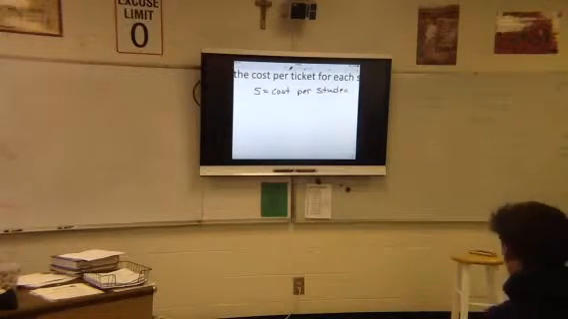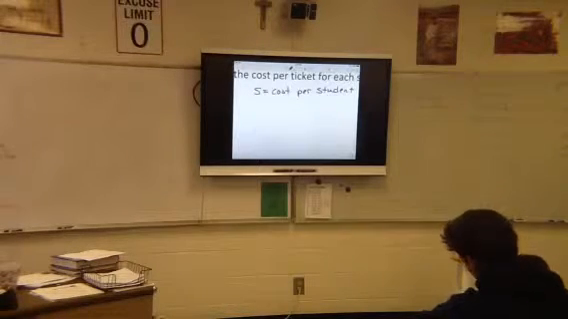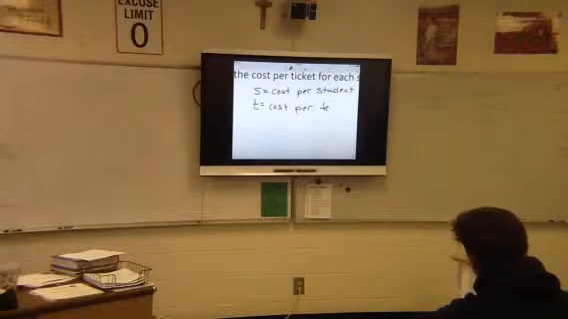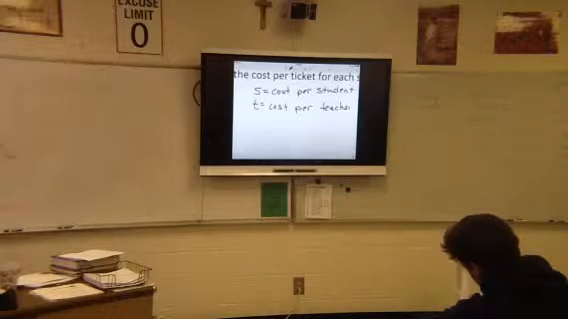If you just put student, you won't get full credit. I need to know what about the students. How many are they? The pricing, whatever it might be. And then I'm going to use T for teacher, so cost per teacher.